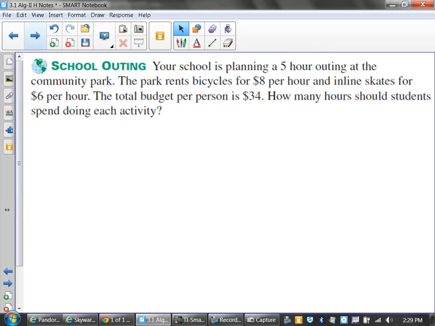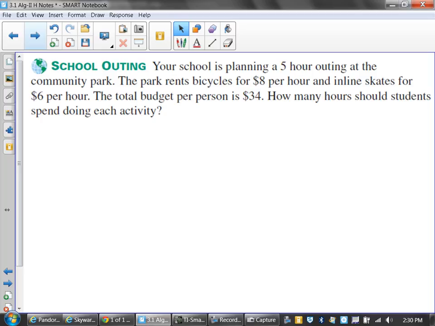Lastly, let's just talk about how to set this one up. Your school is planning a 5-hour outing to the park. The park rents bikes for $8 an hour and inline skates for $6 an hour. Your budget per person is $34. How many hours should students be spending doing each activity? Now, remember, going rollerblading and biking sounds like a hoot for 5 hours straight, doesn't it? It's how I want to spend my day.